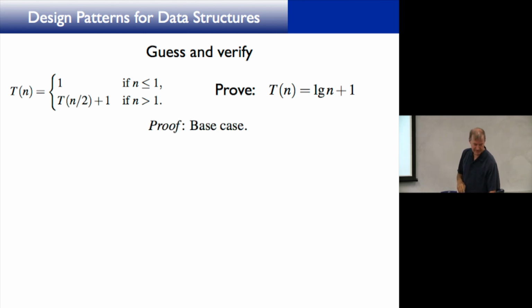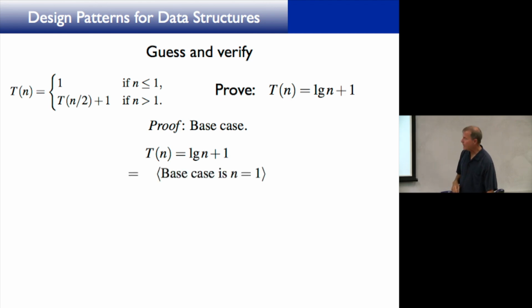Base case. And how do we always start the base case? We always start with the whole thing. So we start, t of n is log n plus 1. And what's the very first step always? Invoke the what? And by the way, how do we know what the base case is? It's up at the top. It says if n is less than or equal to 1. So the base case is n equals 1.